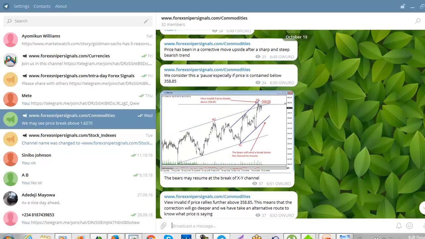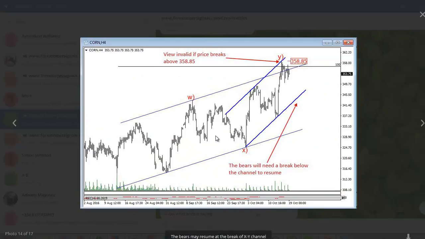Okay, and now we're looking at corn. Okay, yes, corn, good one. We're actually thinking that corn with this kind of move, this is a very nice corrective move, a double zigzag WXY. We're thinking that probably it has ended around 358.85. So we put this to you that if price breaks above 358.85, we have to reanalyze our position.